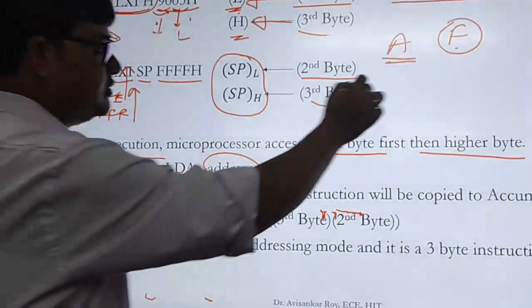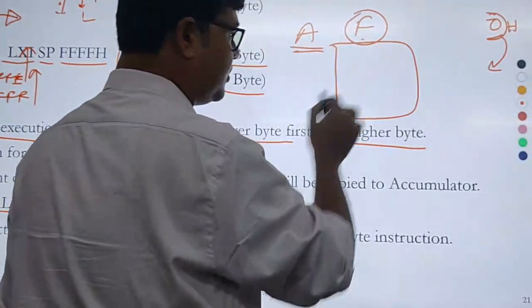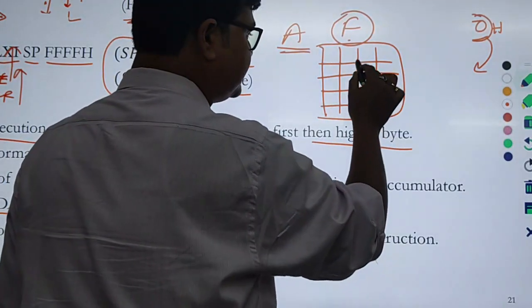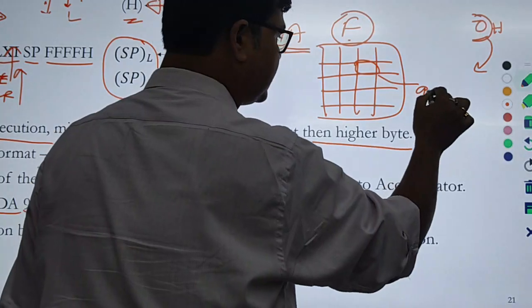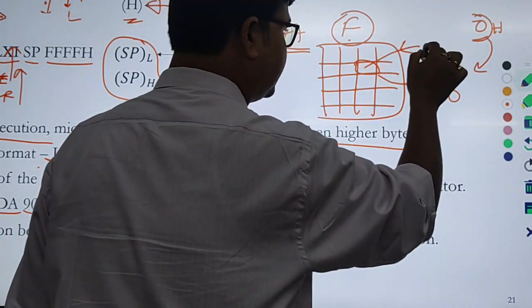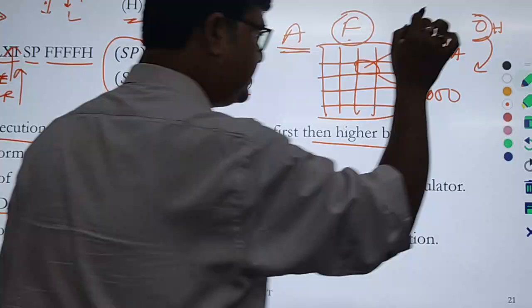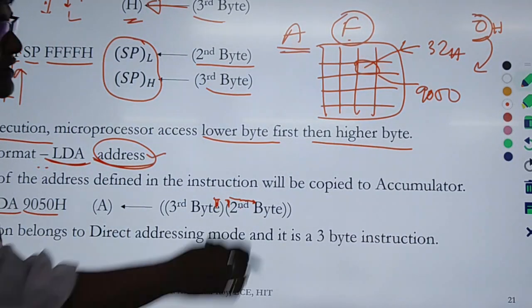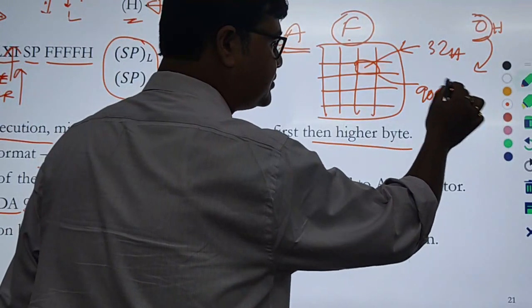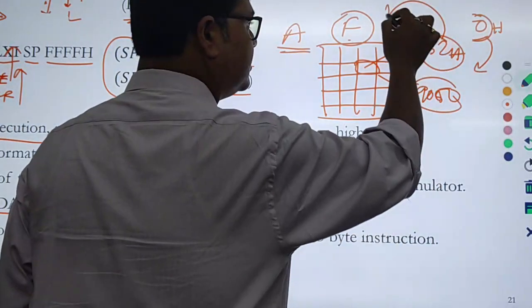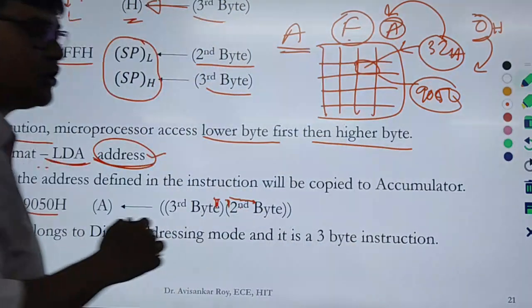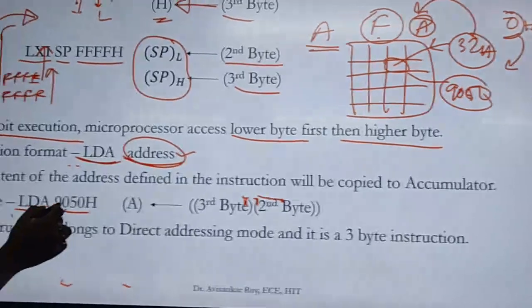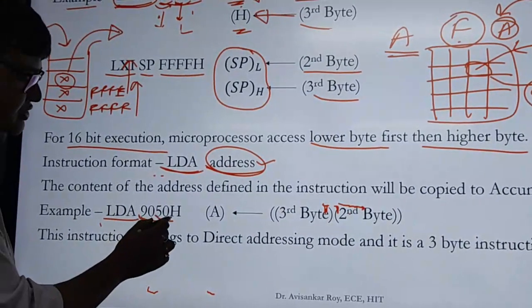In the microprocessor, RAM is a box, and there are small boxes called memory locations. Say this is the box which has memory location 9050, and this box contains the data 32, for example. If we write LDA 9050, what will happen? The content loaded into 9050, that is 32, will transfer to the accumulator, and the accumulator belongs to the microprocessor IC. Here 90 is the higher byte, the third byte, and 50 is the lower byte.